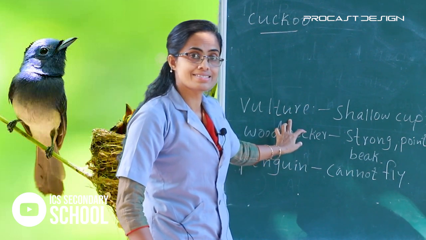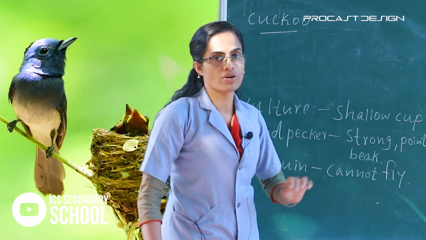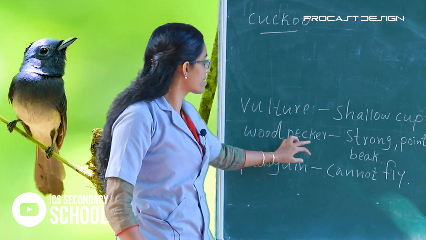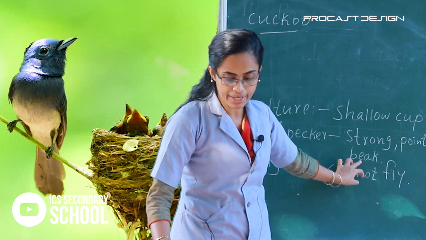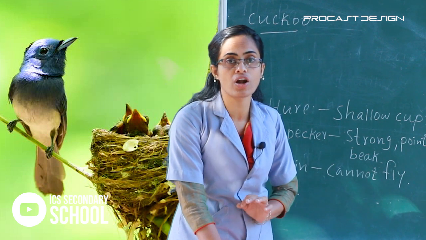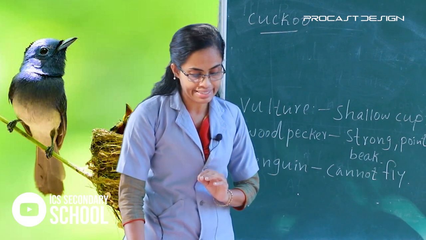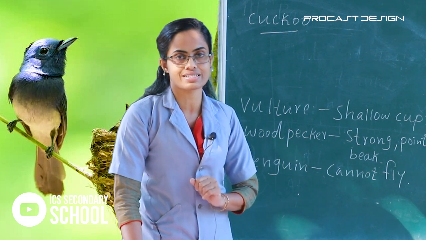Vulture, the nest looks like a shallow cup. And in the case of the woodpecker, it has a strong pointed beak to make a hole in a tree trunk to make its nest.